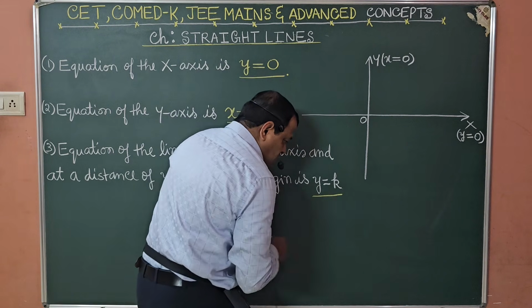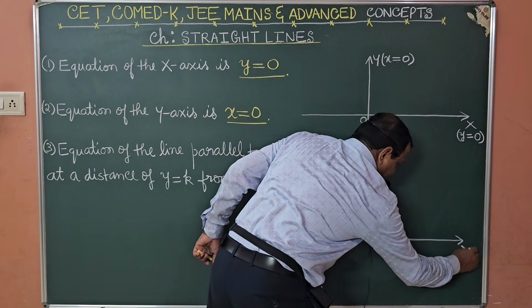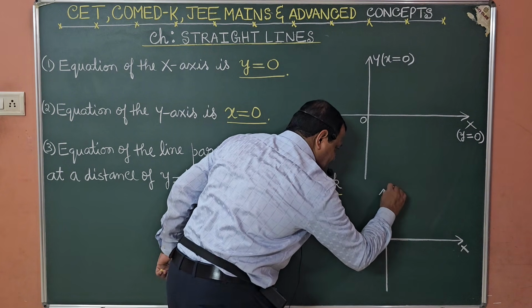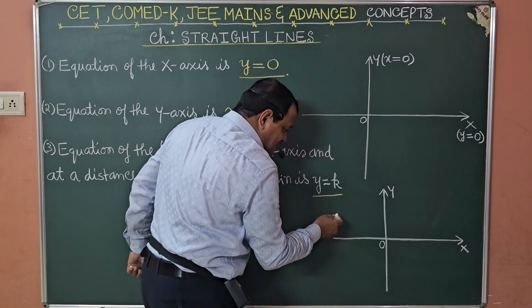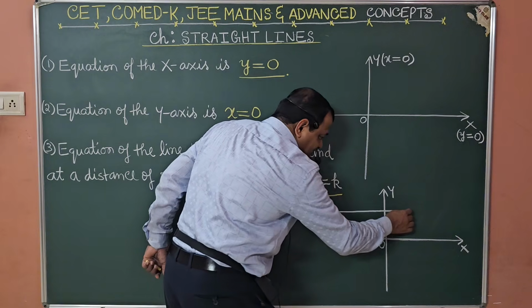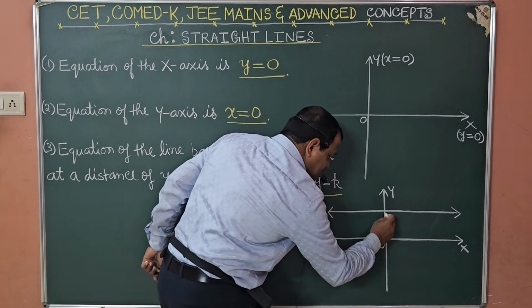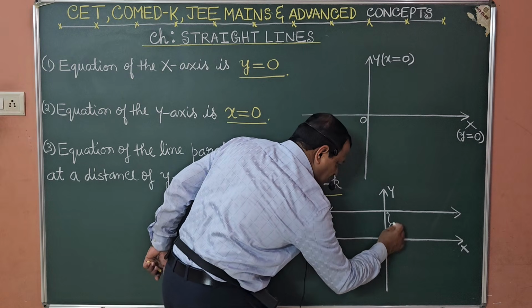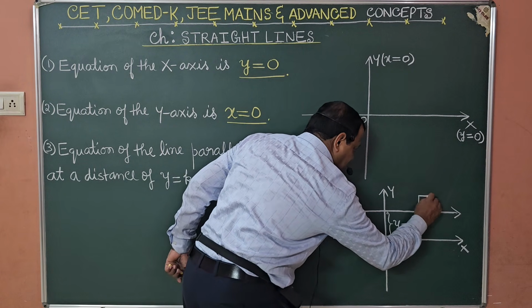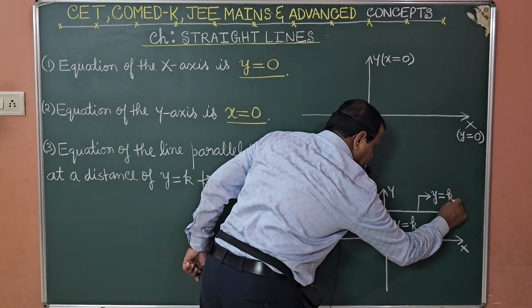In fact, we are talking about this straight line. This is, we have x-axis. We have this as our y-axis. This is origin. And suppose I assume k positive and I take above this x-axis. So this is the line which is situated at a distance of, say, y equal to k from the origin. Equation of this line is itself y is equal to k.